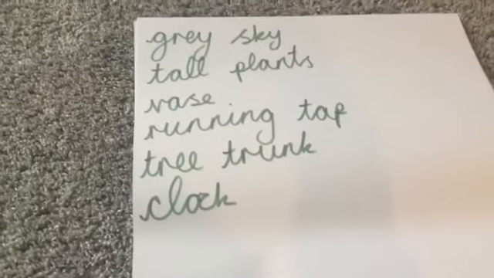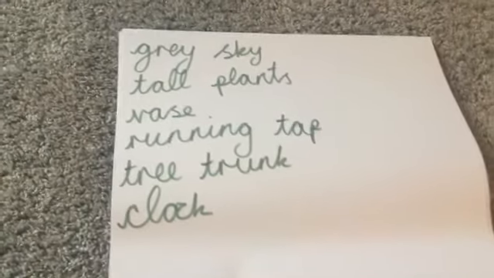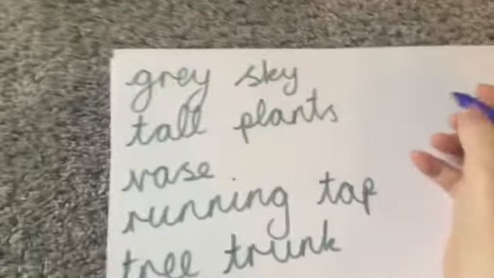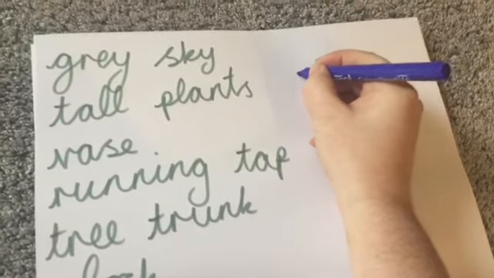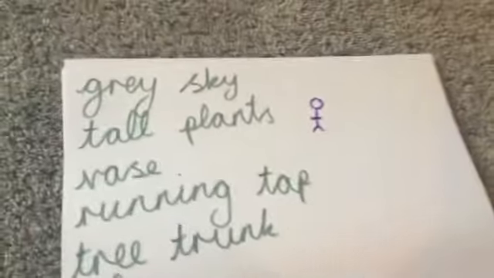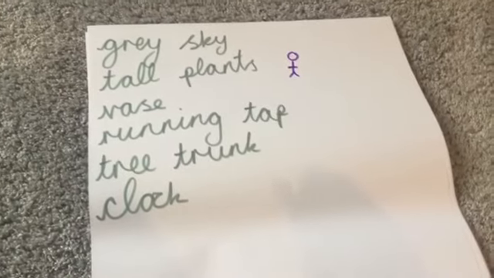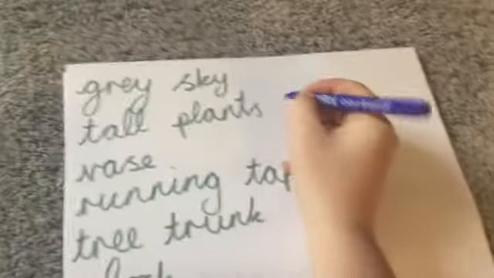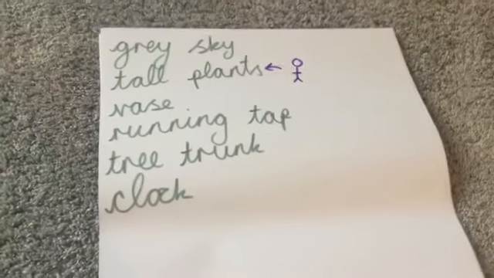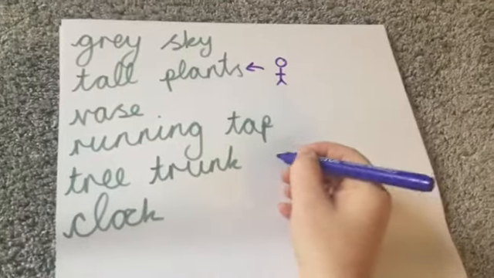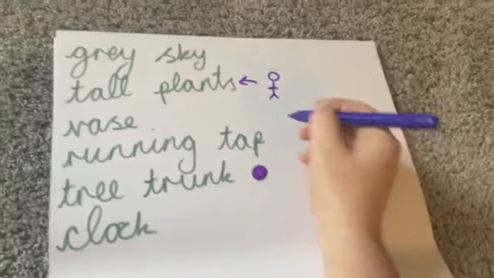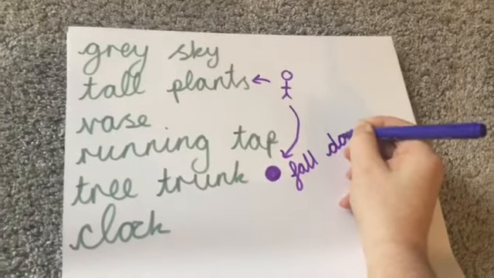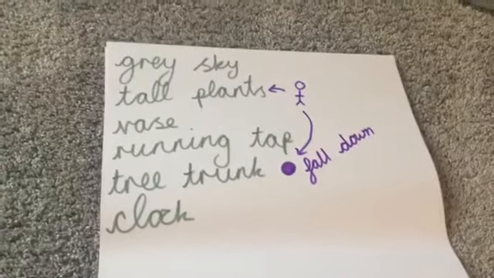So what I'm going to do now is think of, first of all, a character. Now, because I zoomed in really closely on tall plants, I'm going to have my character shrink into a smaller person. So I already know I want my character to shrink down. So they're very, very small. And I think I want them to get lost in the tall plants. There was a hole in the tree trunk. I think my character is going to fall down the tree trunk. So I'm just going to jot on notes here that's going to help me with my story.